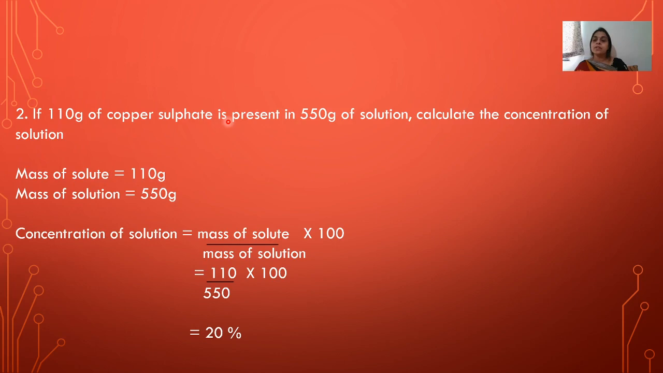Then the second problem. If 110 grams of copper sulfate is present in 550 grams of solution, calculate the concentration of solution. Understand the question. What is the mass of solute? It is 110 grams. What is the mass of the solution? They have already given the solution, meaning it contains solute plus solvent. So 550. Write down the formula: 110 divided by 550 into 100. So you get 20%.